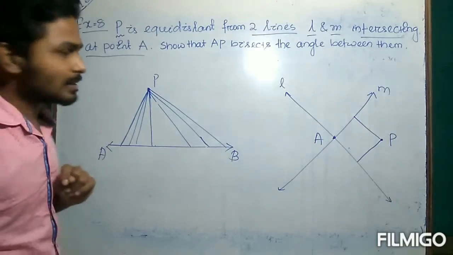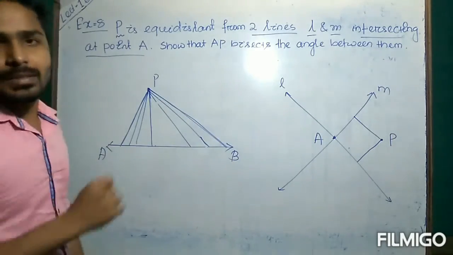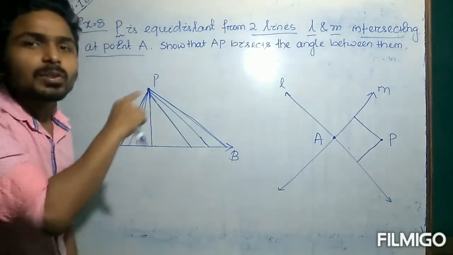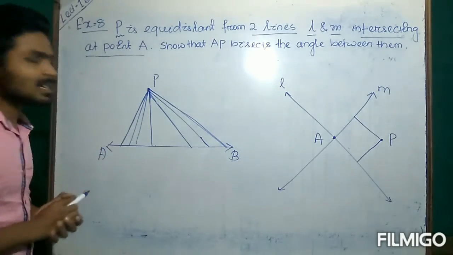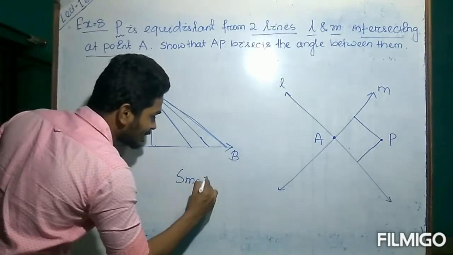Can we say this is the distance of the point from the line? No, it is not the distance. Can we say this is the distance? No, it is also not the distance. Can we say this one is the distance? No, this is also wrong. Then what is the exact distance? Always remember, the smallest distance.